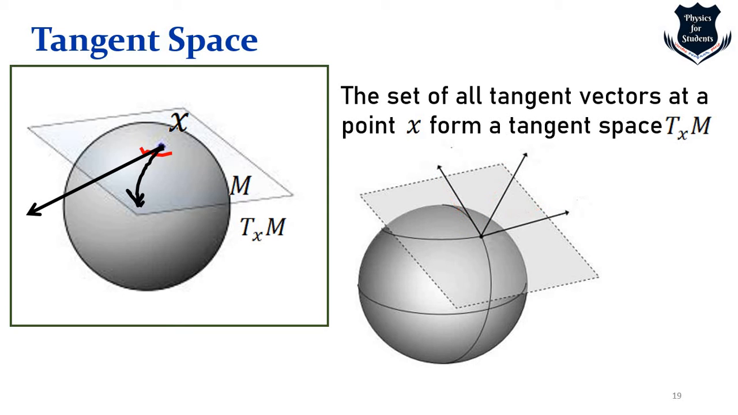Right, so intuitively you can tell that it contains all possible directions in which one can tangentially pass through this point x. The elements of the tangent space are tangent vectors.